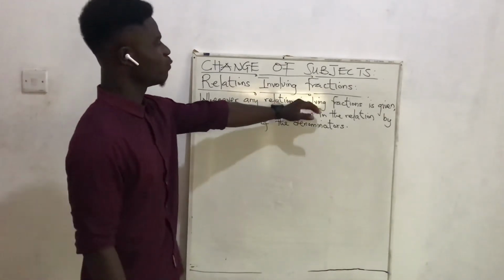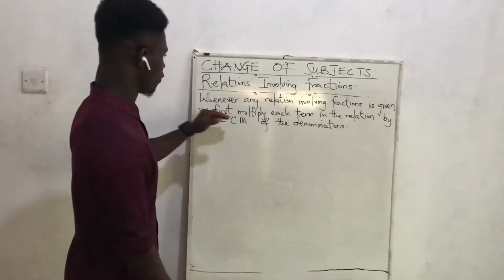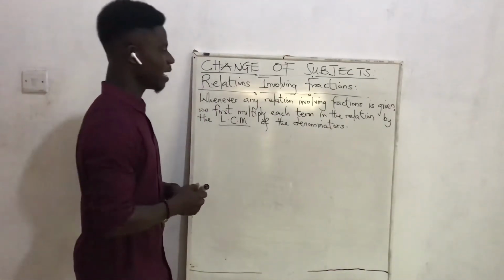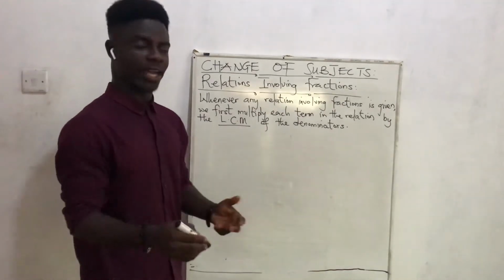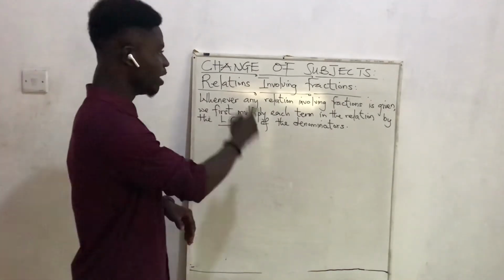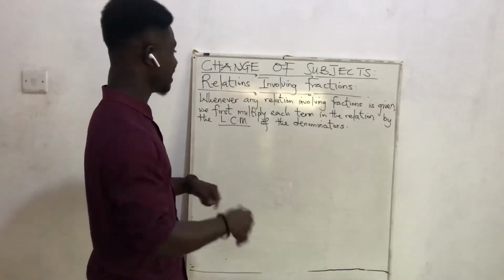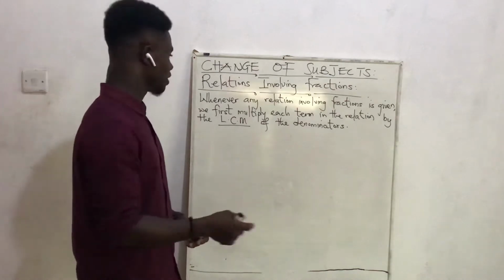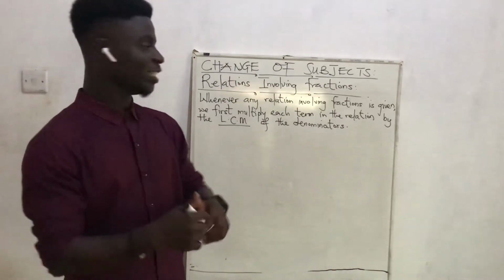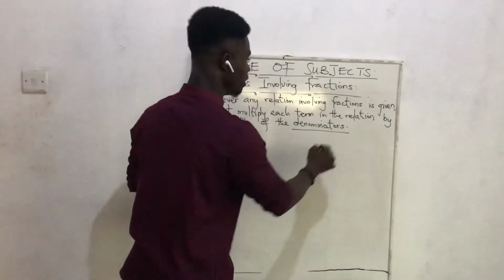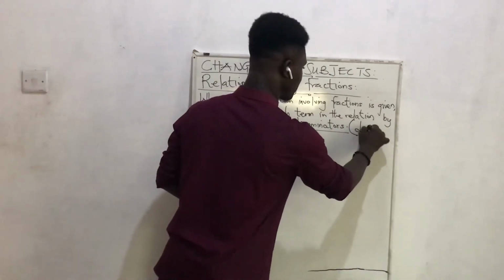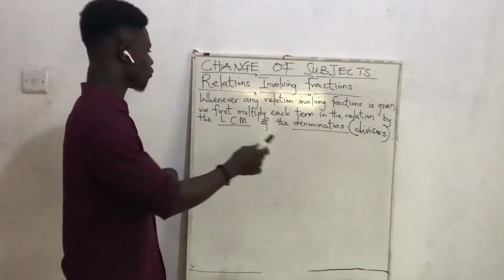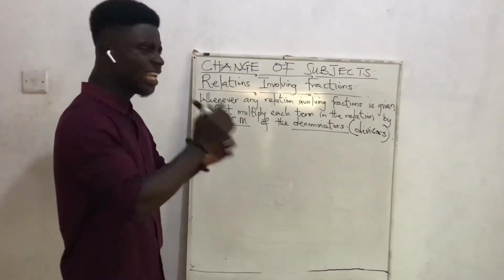Whenever any relation involving fractions is given, we first multiply each term in the relation by the LCM of the denominators. We can call the denominators the divisors. So whenever any relation involving fractions is given, we first multiply each term.